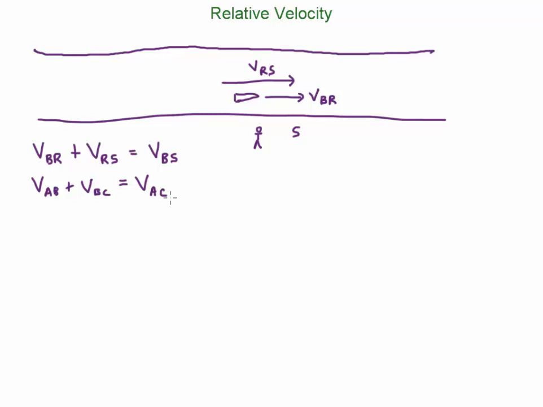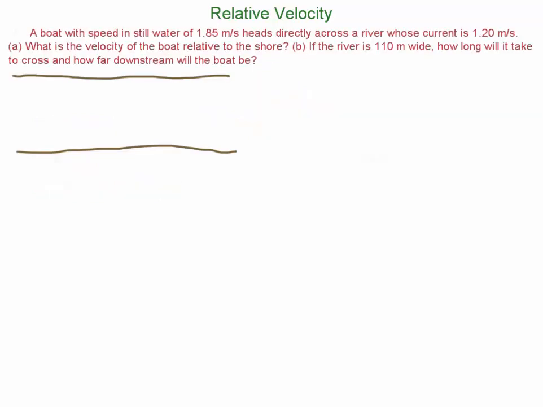So now let's do an example. A boat with speed in still water of 1.85 meters per second heads directly across a river whose current is 1.20 meters per second. A, what's the velocity of the boat relative to the shore? And B, if the river is 110 meters wide, how long will it take to cross and how far downstream will the boat be? All right, we've got a couple parts here, but let's start with what we're given.